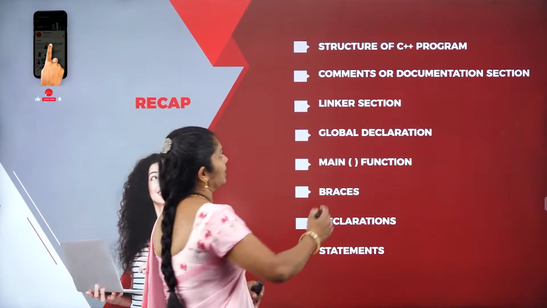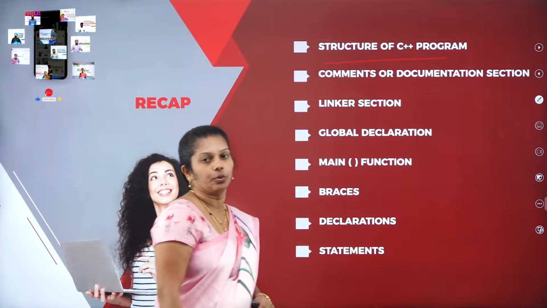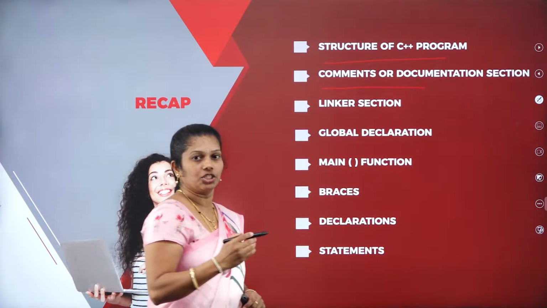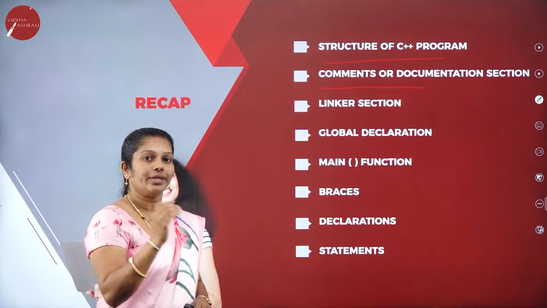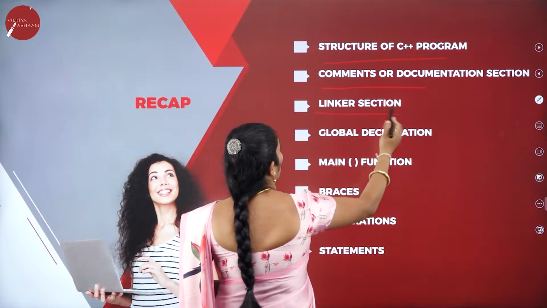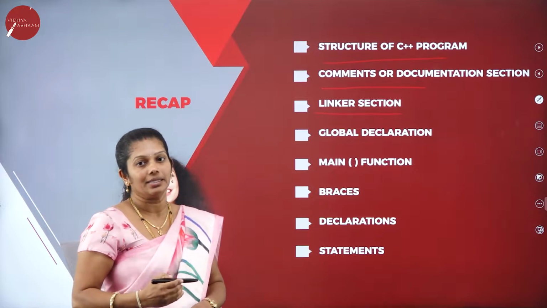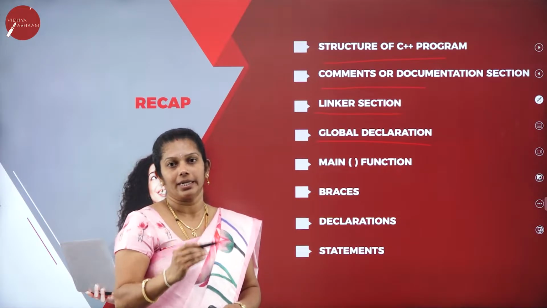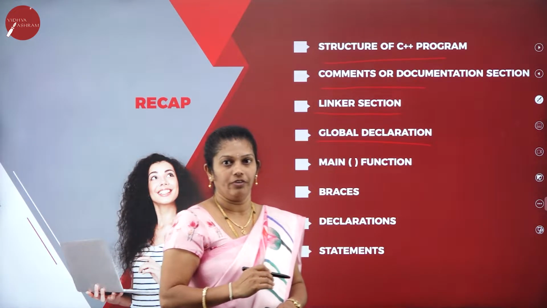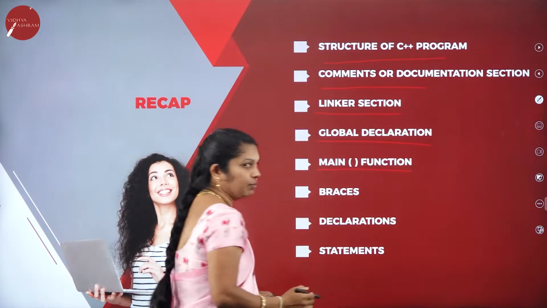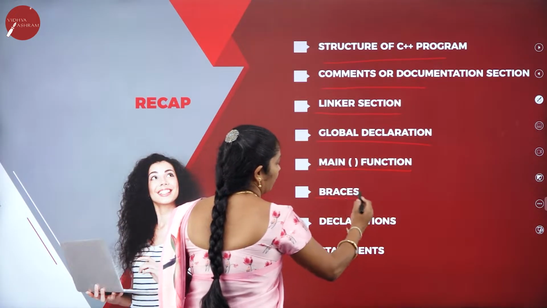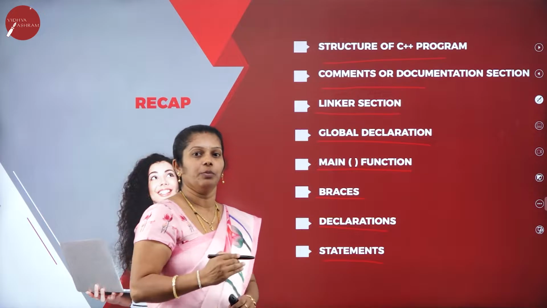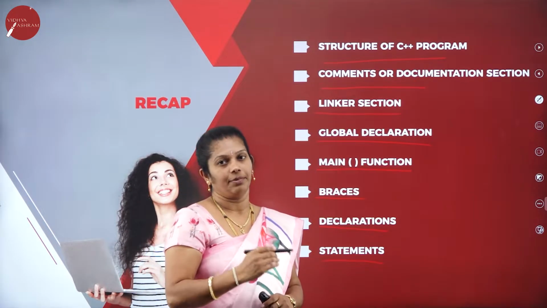In the previous session, you studied the structure of a C++ program, how to write the general structure of C++. Under that, what is the comment section or documentation section, and how to write comments in the program. Then, what is the linker section, and how to write the linking statements. Then global declaration, that is global variable declaration, and how exactly it works. Then how to write the main program. Inside the main program we have brackets, then declaration statements, and how to write the statements in the main program. You already came to know about that in the previous session.